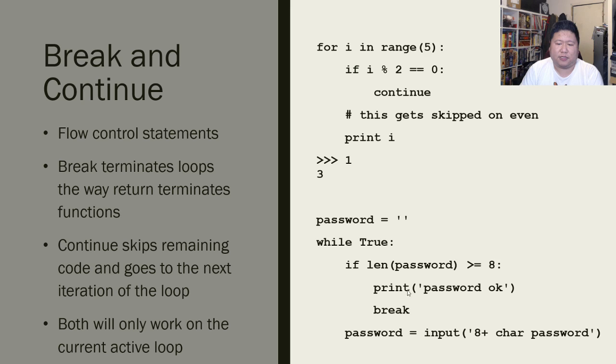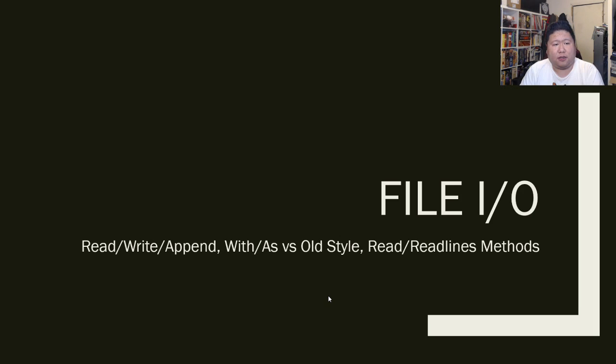Comes in here, it says print password, so it's going to print that out, and then it will hit this break statement and kick me out of the loop. That just stops running the loop and it's done. All right, so that's how break and continue work. The next thing I want to cover, actually first of all, any questions about while loops really quickly before we move on?